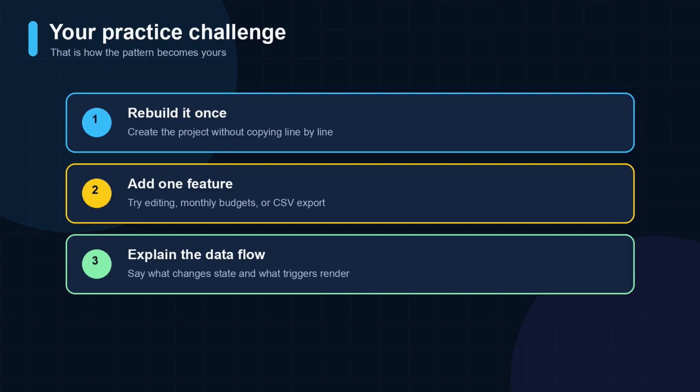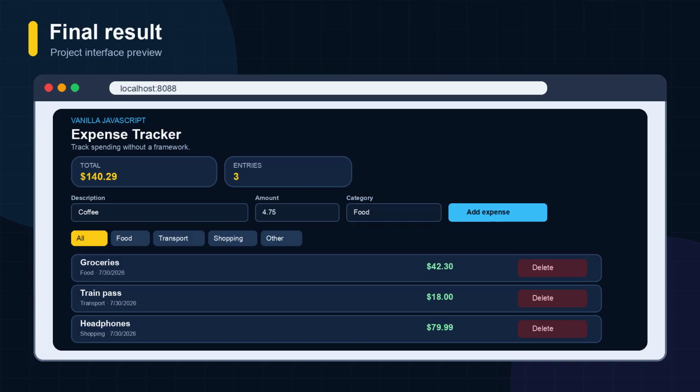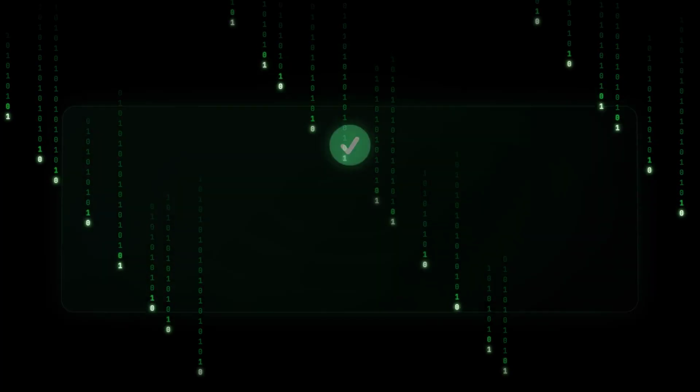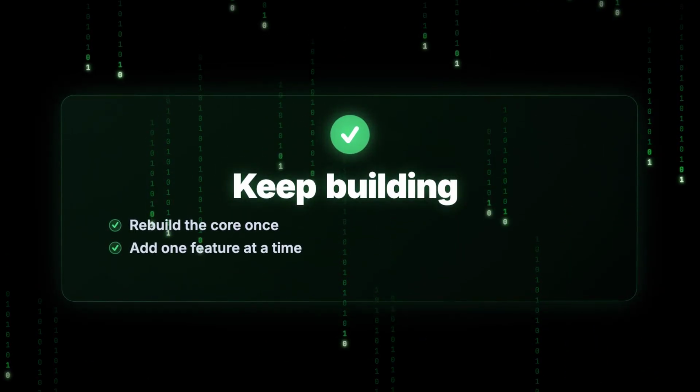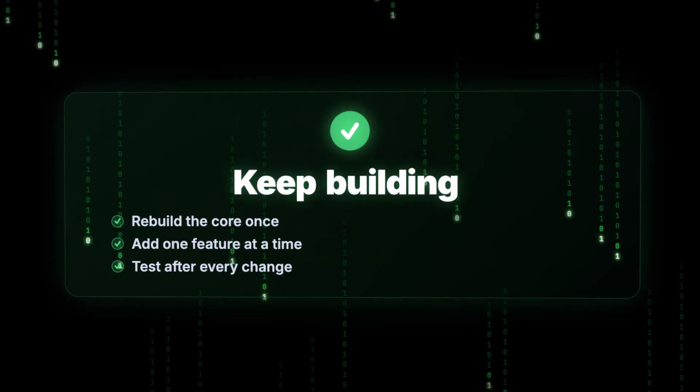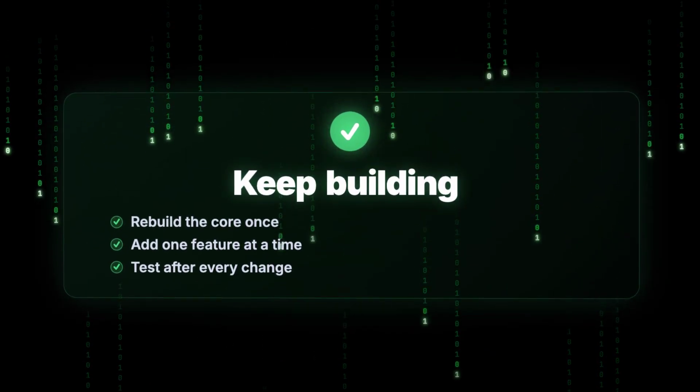Your challenge is to rebuild the app once without copying every line. Then add one feature such as editing, a monthly budget, or CSV export and explain the data flow out loud. You now have a complete vanilla JavaScript project using forms, events, arrays, filter, reduce, DOM creation, validation, accessibility, and local storage. That is a strong foundation for larger front-end apps. Keep building. Rebuild the core once, add one feature at a time, and test after every change. That is how JavaScript becomes a skill instead of a collection of snippets.